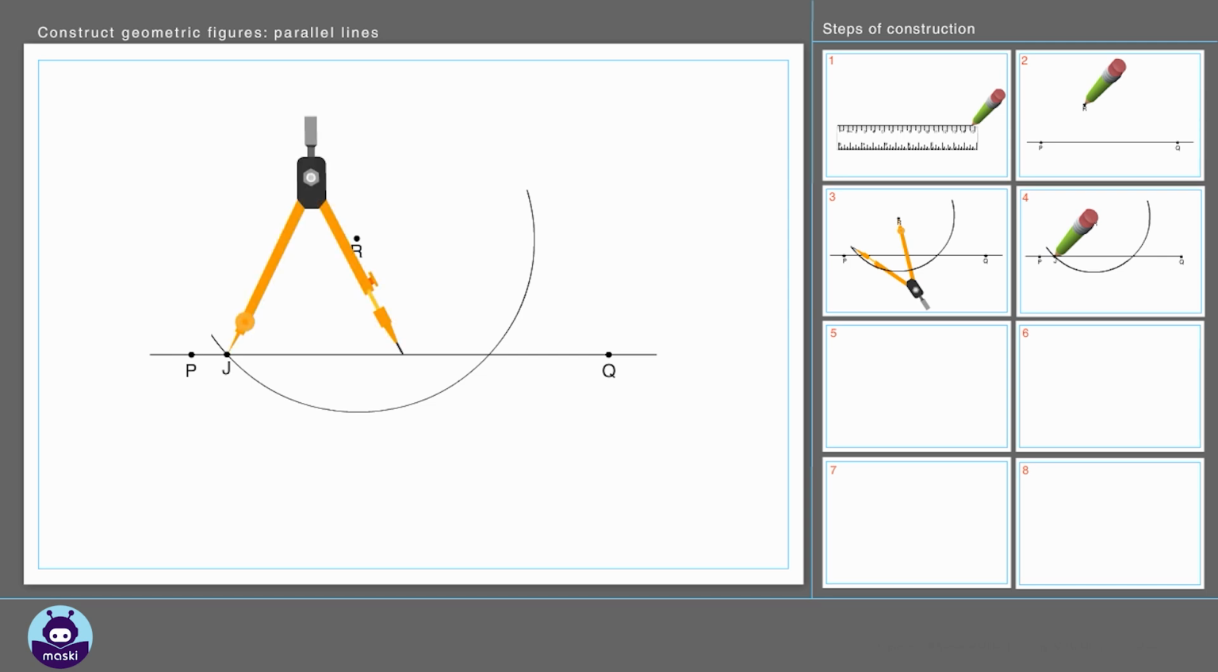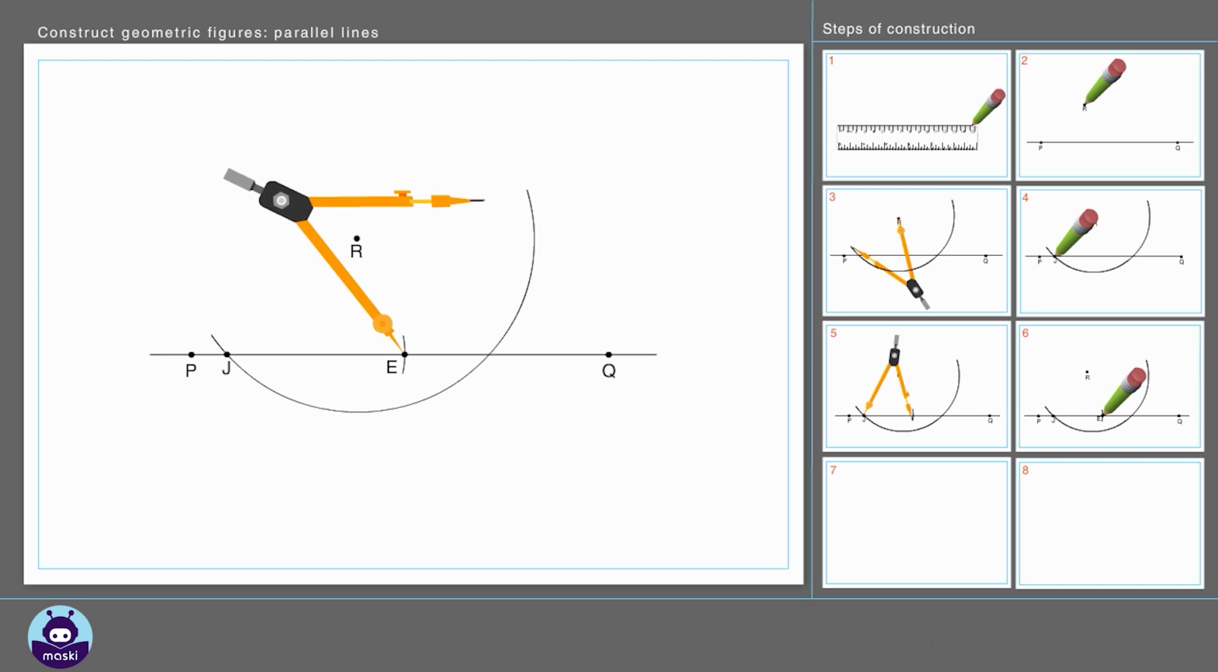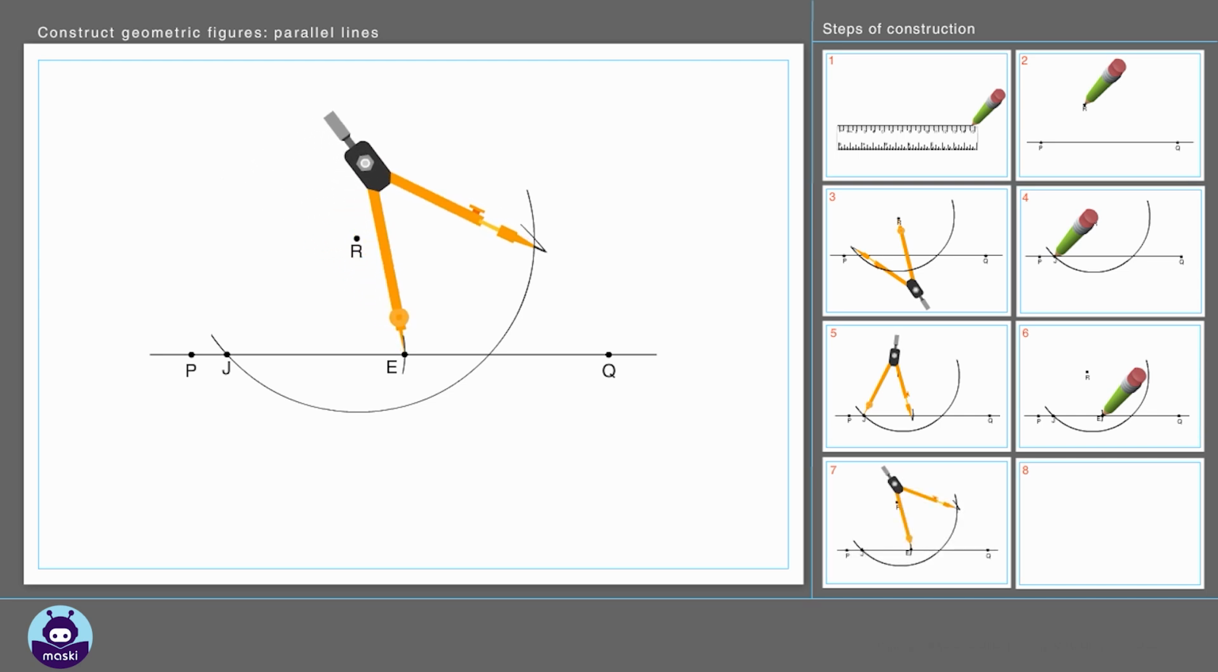Now, without changing the width of the compass, we move the point of the compass to point J and draw an arc that cuts across PQ. We label this point E. Using the same width, we move the point of the compass to point E to draw an arc intersecting the large arc to the right of R as shown. Label this intersection point as S.